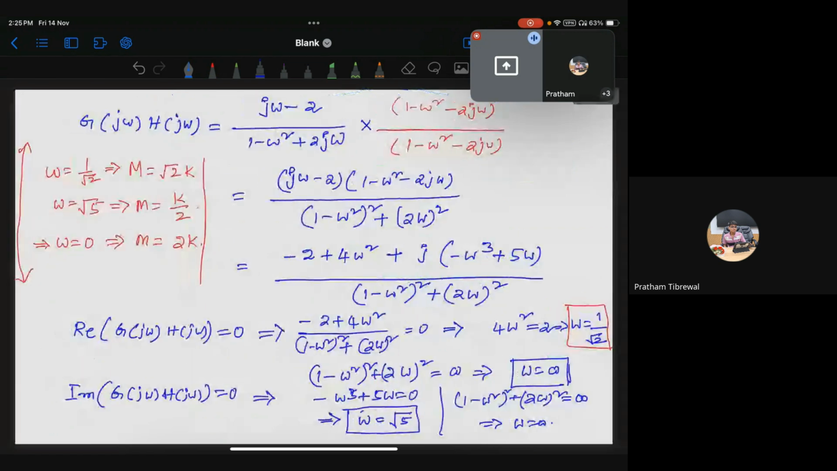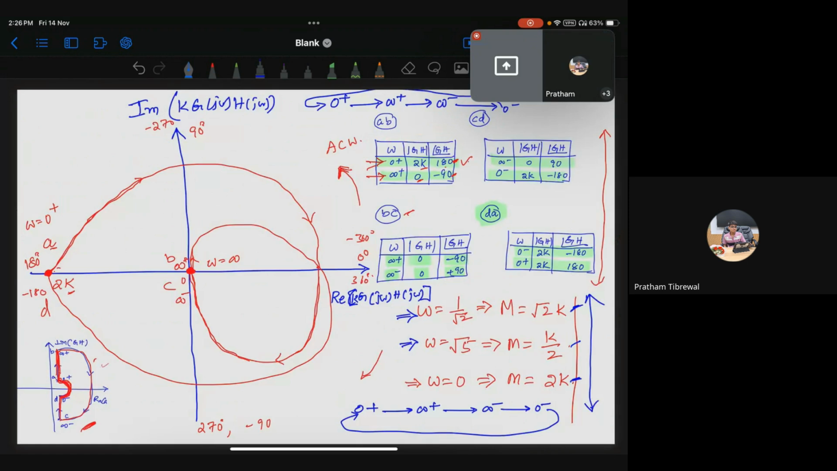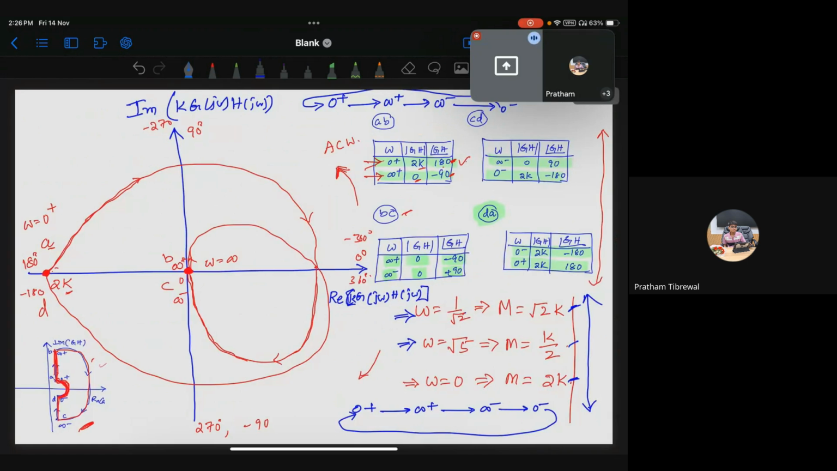The first one we got when omega is equal to 1 by root 2, when the real part is 0. Am I correct? Yes, sir. And this one we got when the imaginary part is 0. Correct? So it means that omega is equal to 1 by root 2. That time the magnitude is this. That is the case when the real part is 0. This is the value of root 2k. Am I correct? Yes. That is the magnitude when the real part is 0.